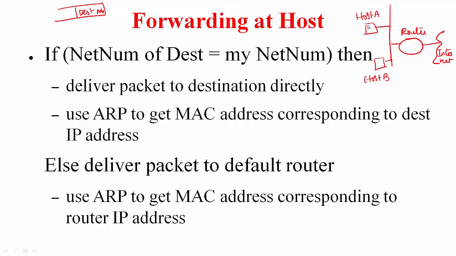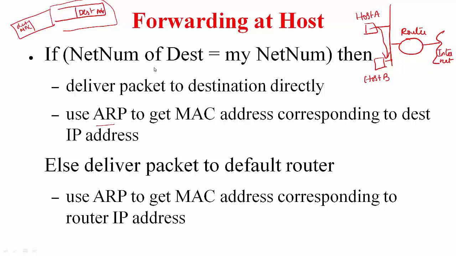So for this, if it figures that out, it is going to use ARP to get the MAC address. We will cover ARP shortly, but ARP basically gets the MAC address corresponding to a destination IP address, and once it gets the MAC address, it is going to encapsulate this packet with a link layer address corresponding to the MAC address of the destination, and then send out this packet. For example, if the destination is host B, it just goes in this fashion.